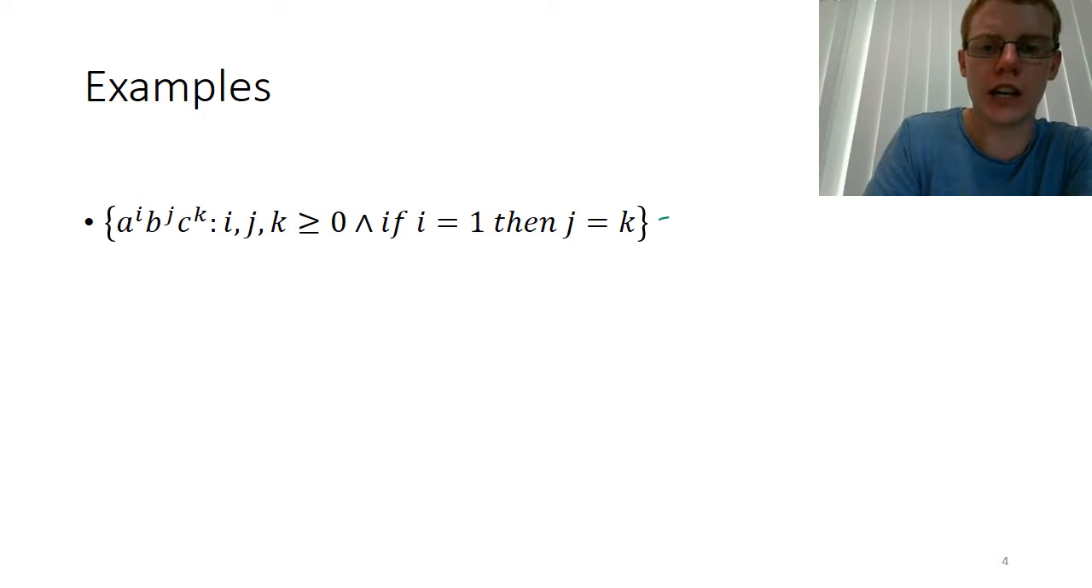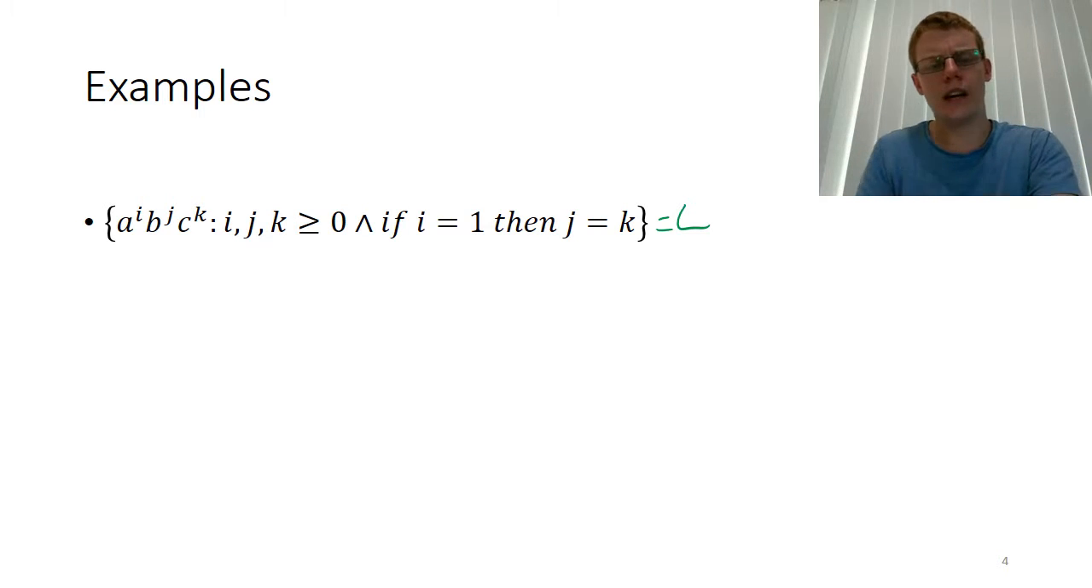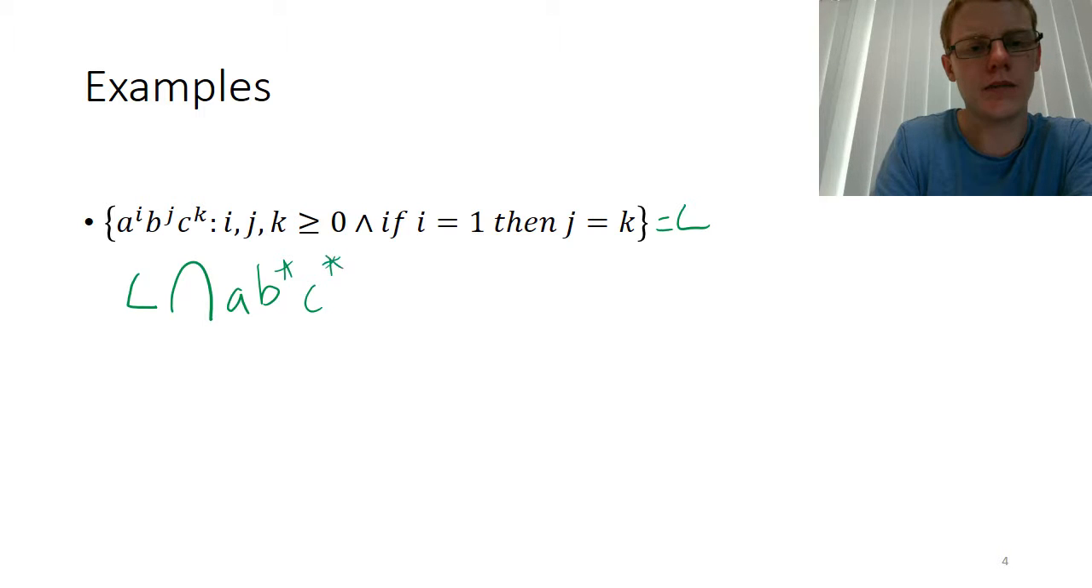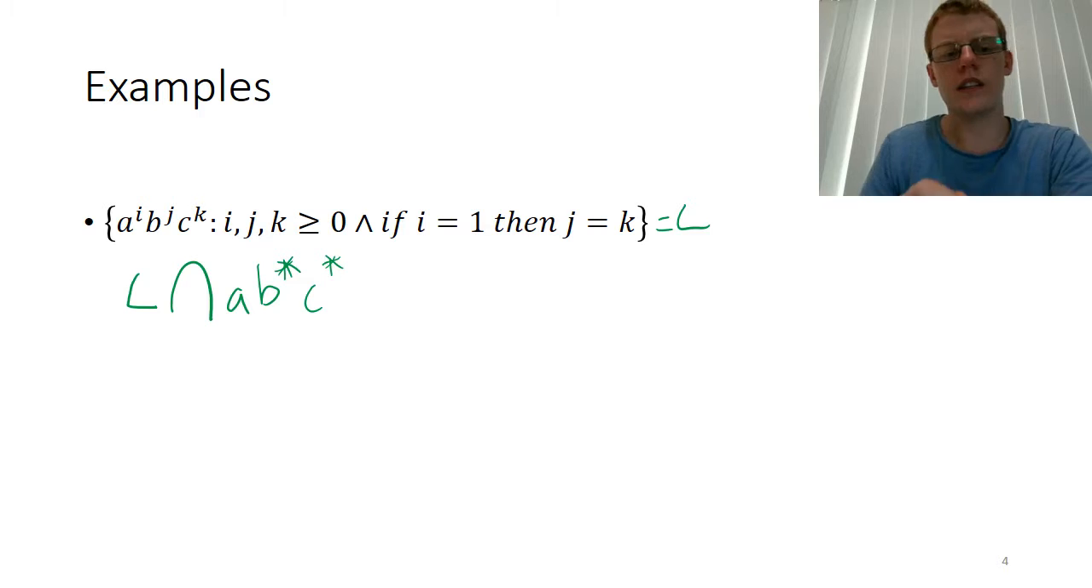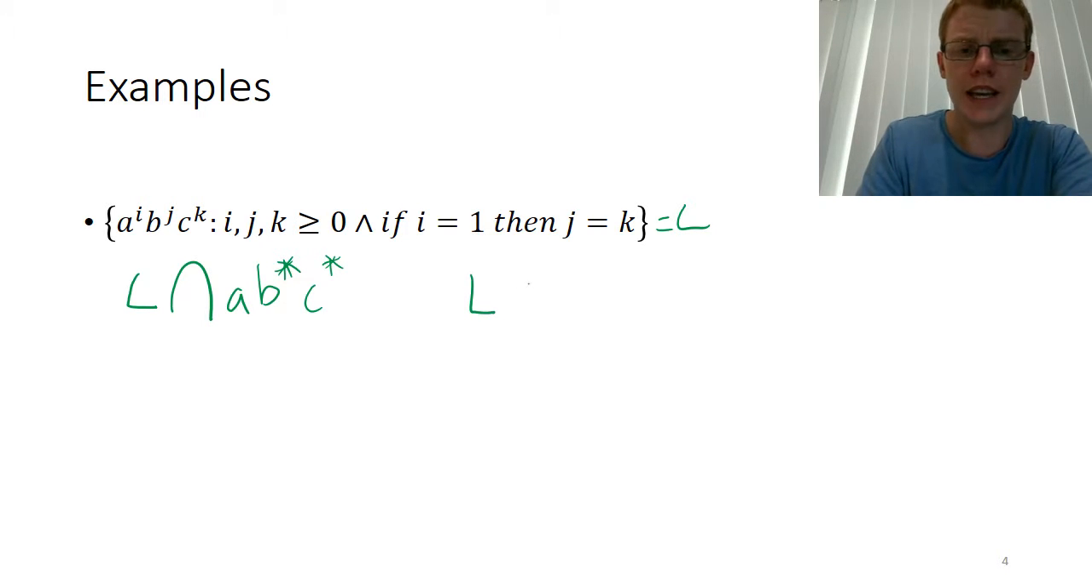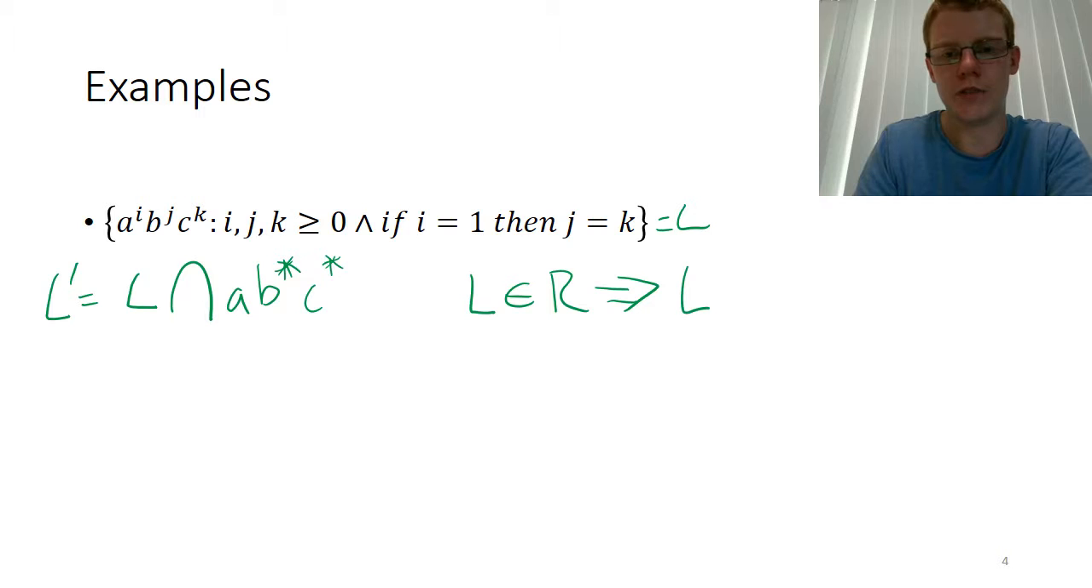So if this is our language L, we think about the language L intersected with a*b*c*. Now, we know that a*b*c* is a regular language because we've just represented it using a regular expression. And we know that the regular languages are closed under intersection. So what that means is that L being a regular language implies that this new L' is a regular language.